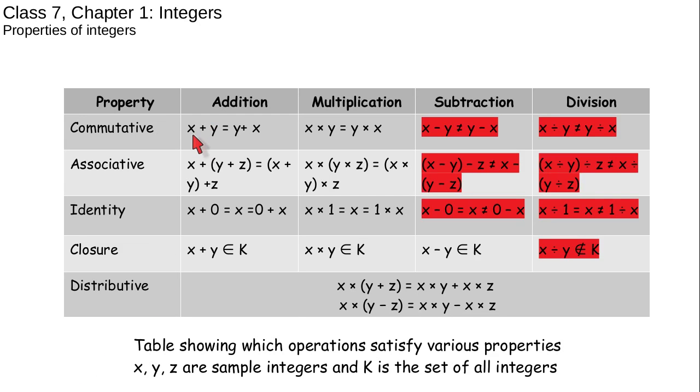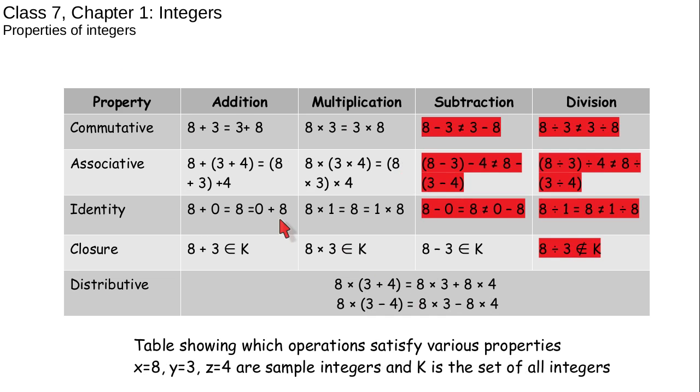We are now going to replace the x, y and z values that you can see in these equations with some sample integers, and we will see whether these properties are satisfied by addition, multiplication, subtraction and division. So let's modify this table a little bit and replace these by actual integers. So the x is replaced by 8 and the y is replaced by 3. So the commutative property looks like this: 8 plus 3 on one side and 3 plus 8 on the other side of the equal to sign. Are these two equal? Yes, they are equal because 8 plus 3 is 11 and 3 plus 8 is also 11.